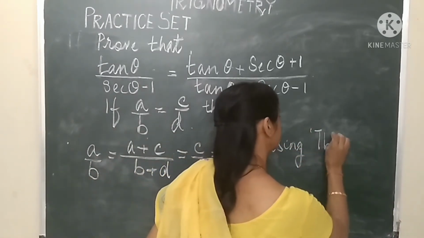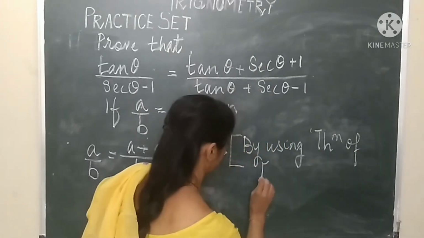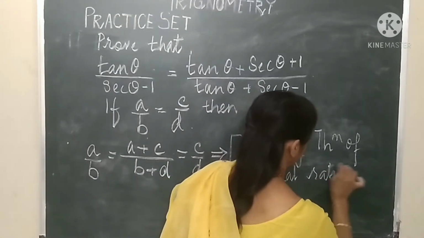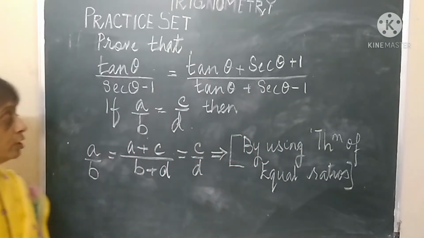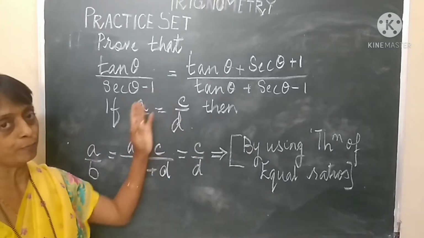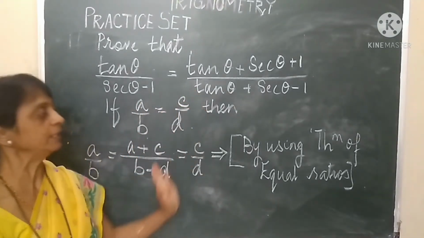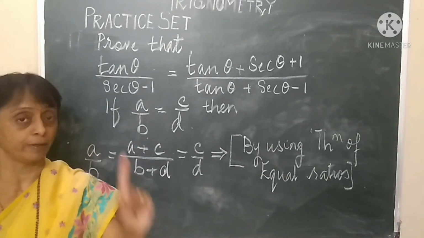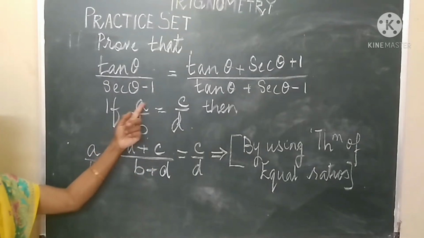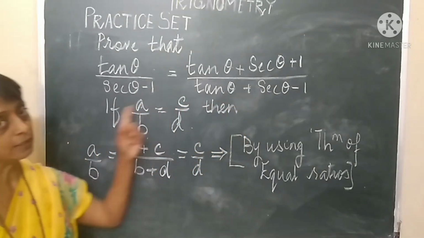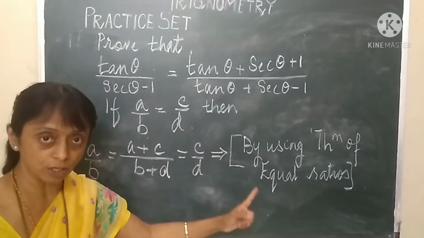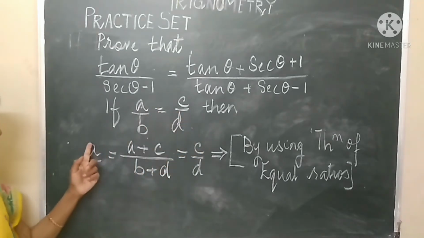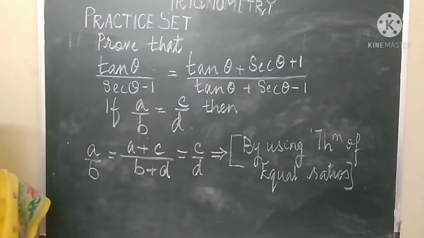By using the theorem of equal ratios. So, let's again recall, children. Given to you any ratio, A upon B is equal to C upon D, definitely by using the theorem of equal ratios, which was applicable only for the operation of addition. It said that add all the numerators, divide them by adding all the denominators. That would definitely give you the original ratios, that is A upon B and C upon D.